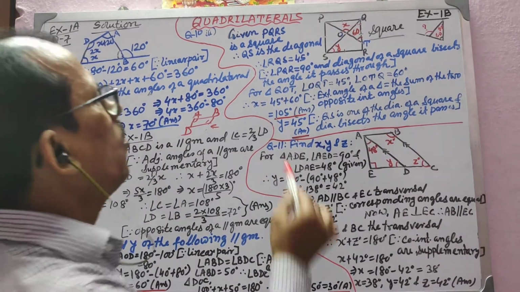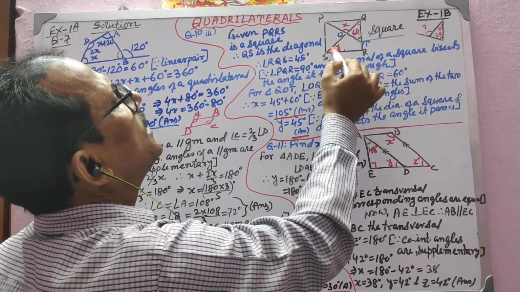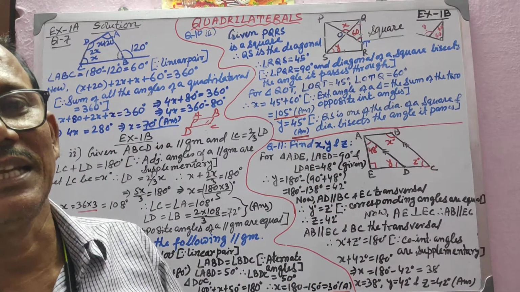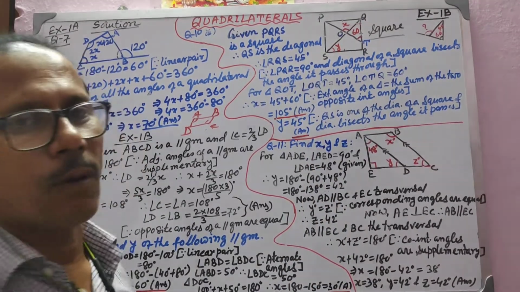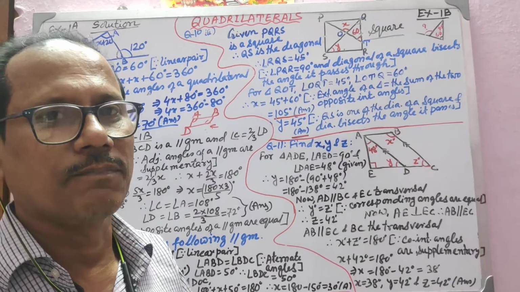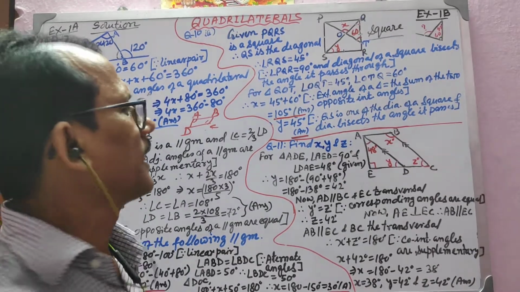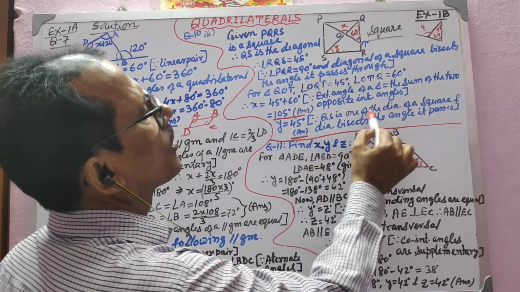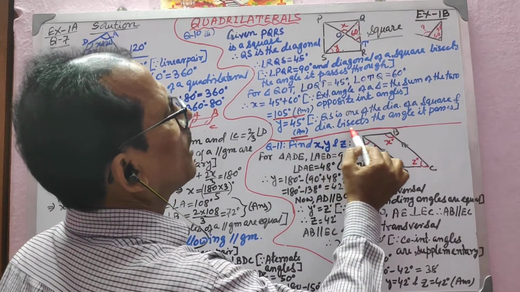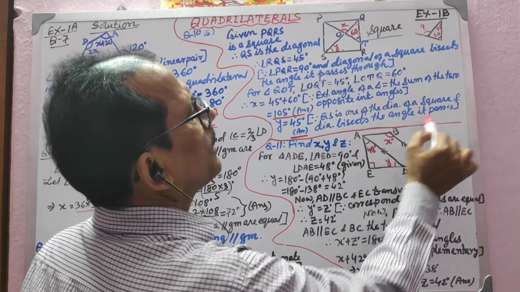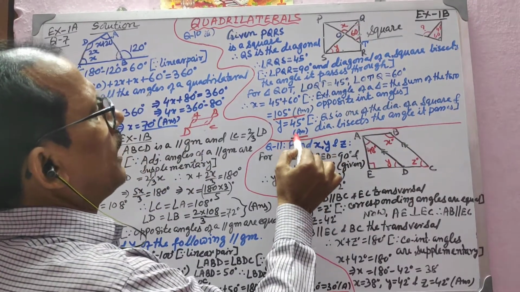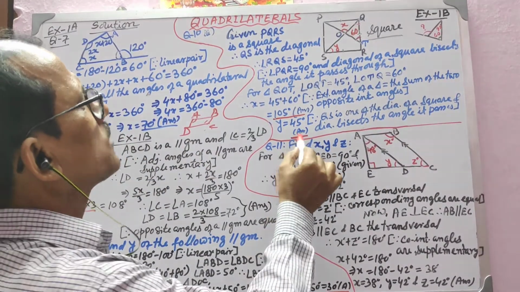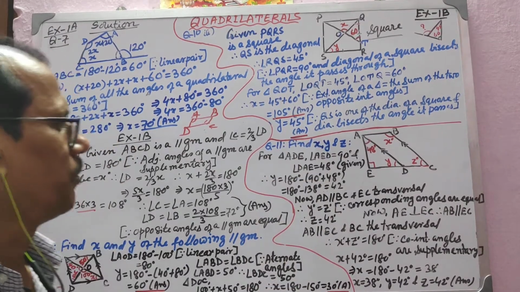Got it. Now y you need to find out. See, y is directly from the property that the diagonal of a square bisects the angle it passes through. y is equal to 45 degrees, because QS is one of the diagonals of the square, and the diagonal bisects the angle it passes. That law applies, so y will be 45 degrees. So y is 45 degrees, x will be 105 degrees. I hope you have understood.